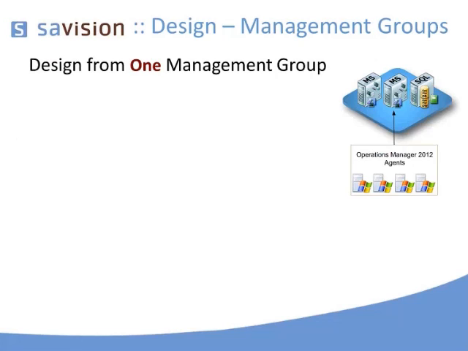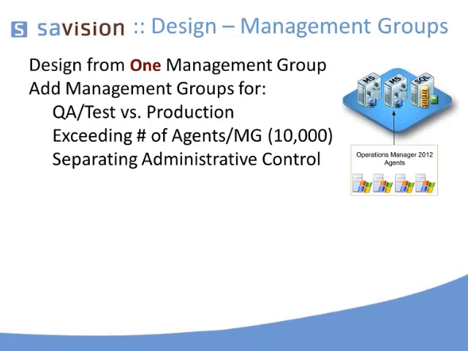From a design management group perspective, you want to start from one management group. There's no reason to start from two. But then we add management groups for things like QA and test versus production. There's been a lot of discussion around, do we need to have a separate environment for QA, or can we put it all together into production? The answer, unfortunately, is you can do either. So the QA test production altogether works like this. You monitor everything from a singular management group, but then you create dynamic groups which represent your QA and test systems, and then you change your subscriptions and notifications and alerts based upon those QA and test systems.